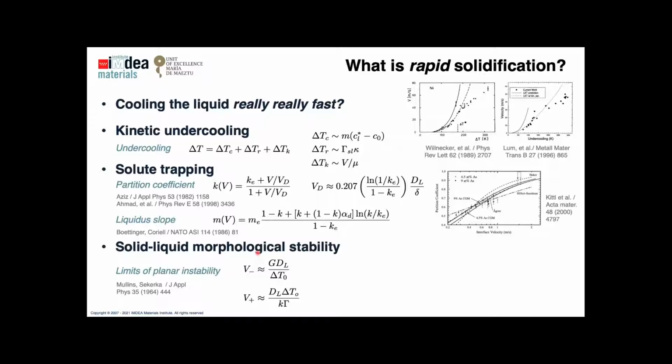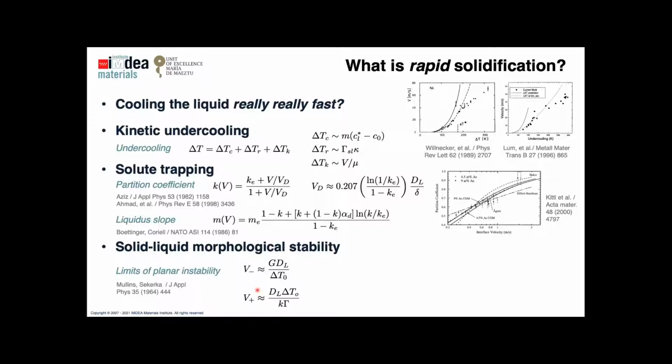And if you go higher in velocity, you start having cells, dendrites, but then as you go higher and higher in velocity, you're going to restabilize your planar front. And there are theories out there. The most widespread one is that of Mullins-Sekerka for this V minus, that is the low limit of stability, so below your planar, and this V, what I call V plus, that is the absolute stability limit, the velocity above which you restabilize an interface.